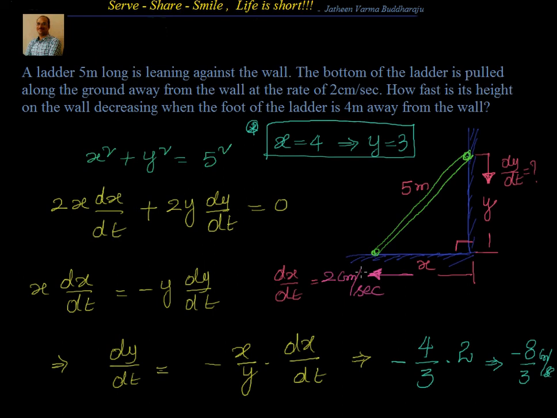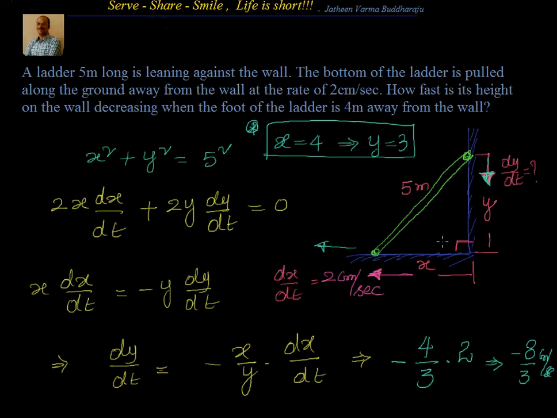So what's the meaning of that? If you are pulling the ladder away from the wall in this direction, the height will reduce. The height of the ladder on the wall will reduce at the rate of 8 by 3 centimeter per second. So it will be reducing in this direction.